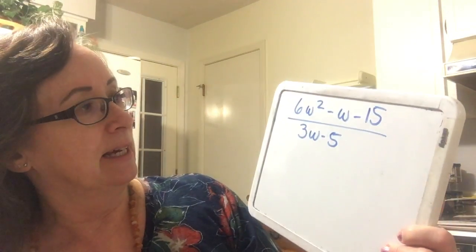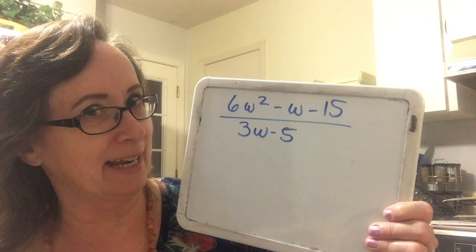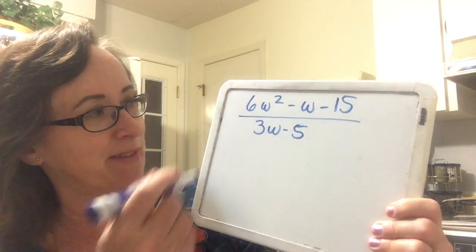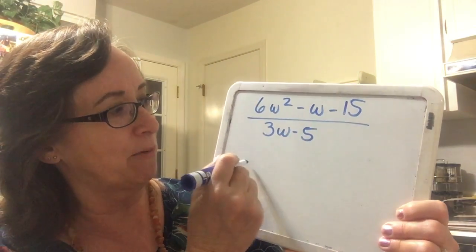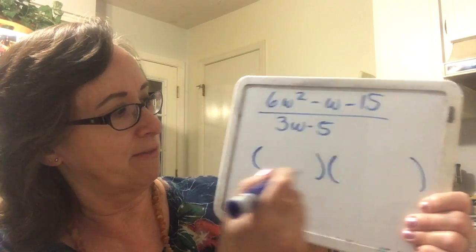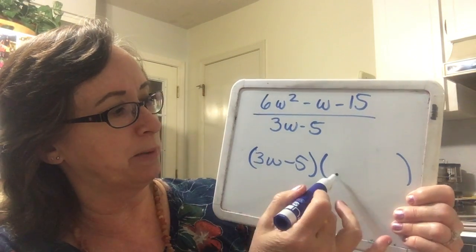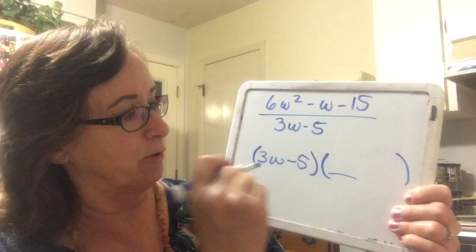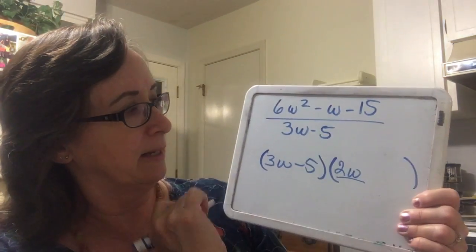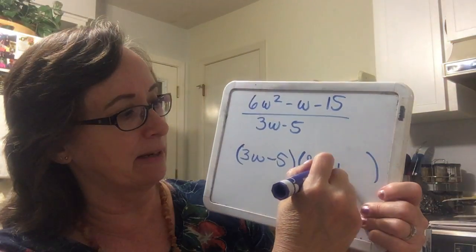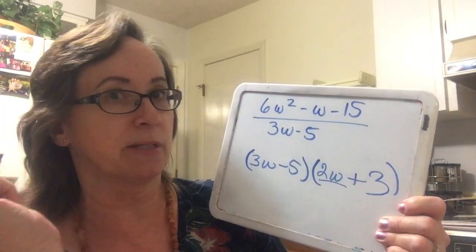All right, so here we go with another long division. Now, I'm going to just check right now and see if 3w minus 5 is one of the factors of this numerator. So I'm just going to factor with 3w minus 5. 3w times what would give me the 6w squared? Would that be a 2w, wouldn't it? And then negative 5 goes into negative 15 positive 3 times.